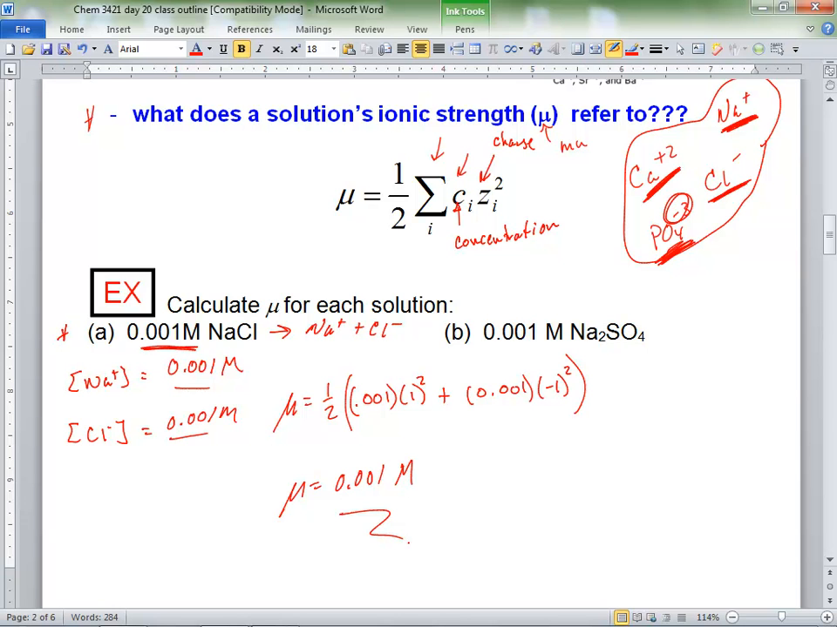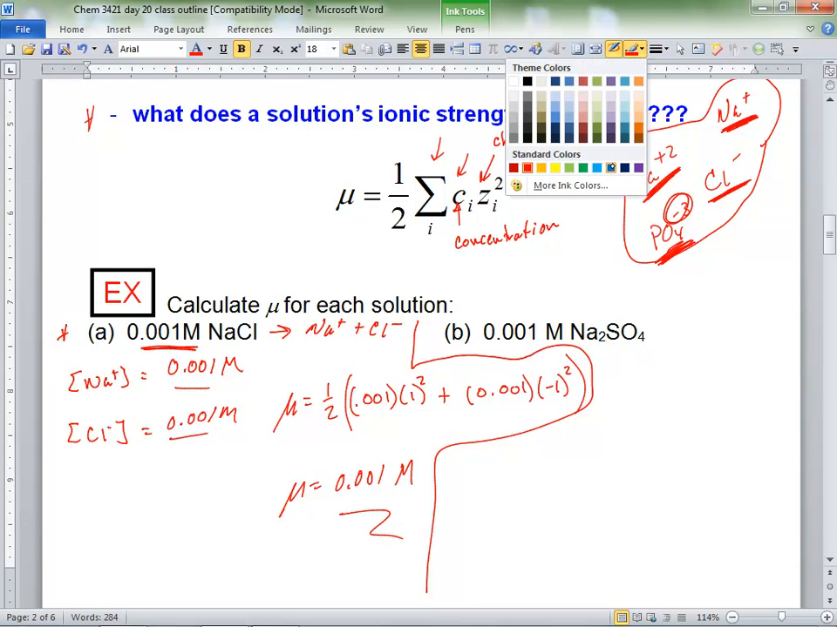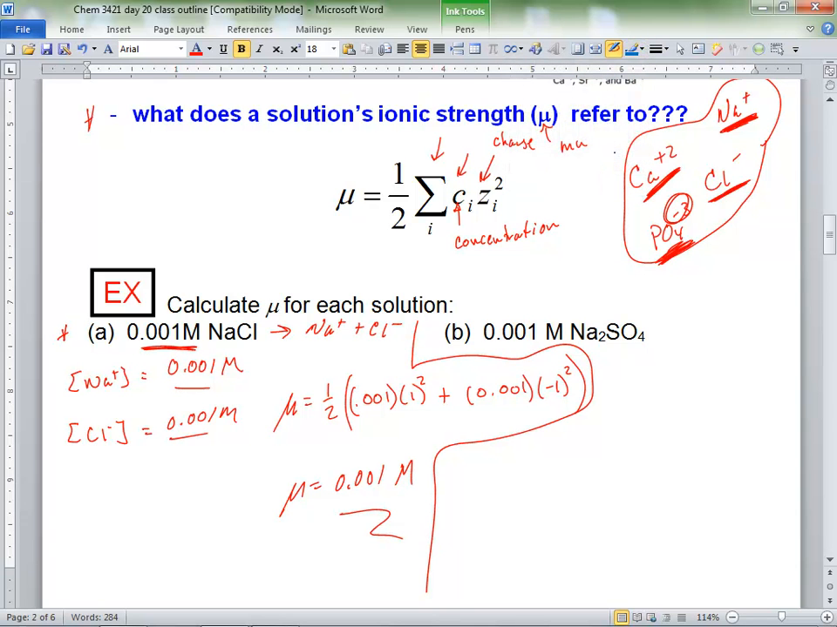Well, I think before we make a generalization, let's do this one. Go ahead and do this next one: 0.1 molar sodium sulfate. Identify the ions, identify their concentrations, calculate the ionic strength. And then we'll step back and see if we can make a generalization here.